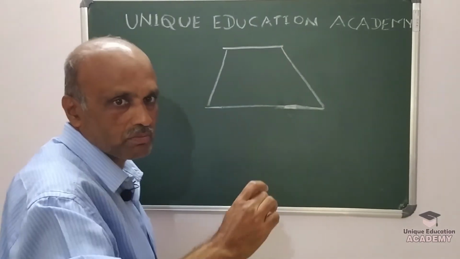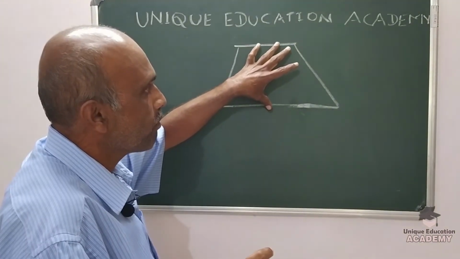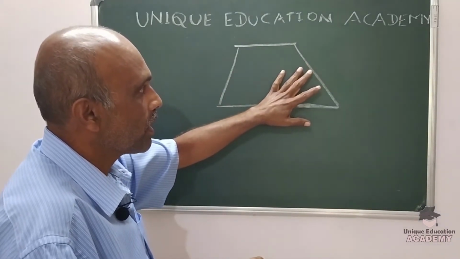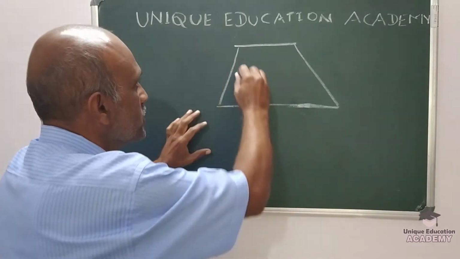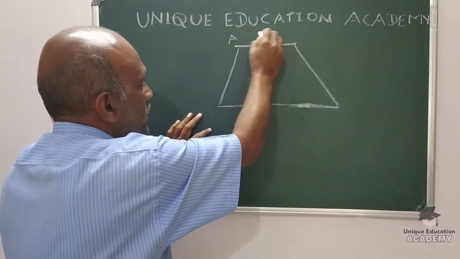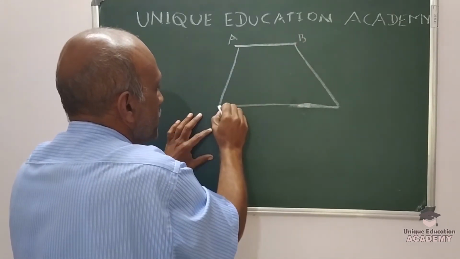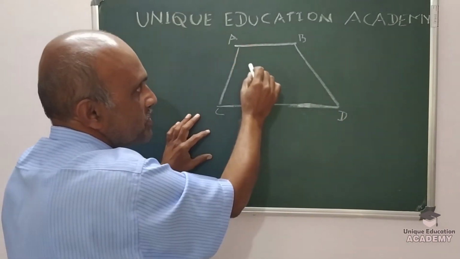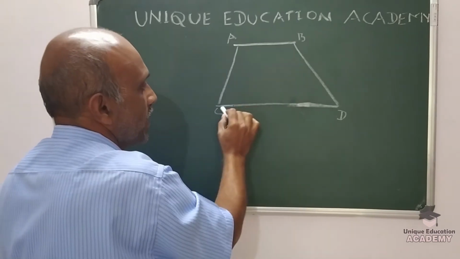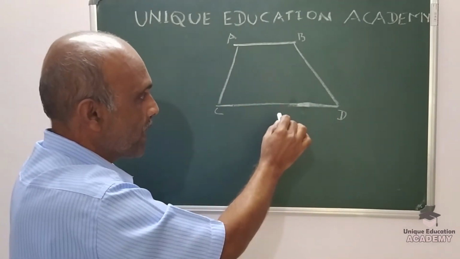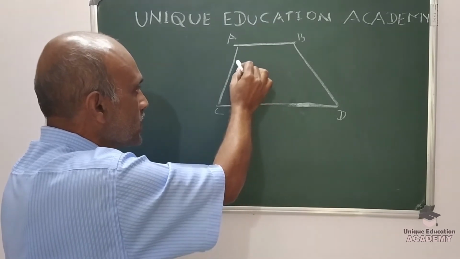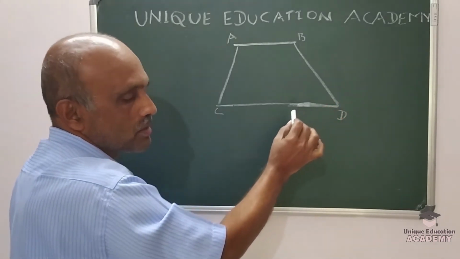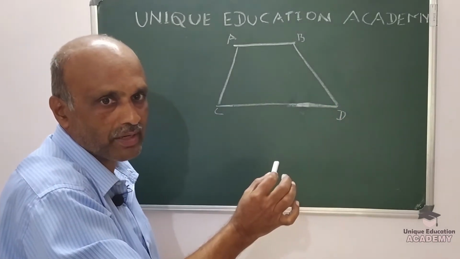So in any trapezium, one pair of opposite sides is always parallel and the other pair is not parallel. So this is a trapezium. I am going to name the trapezium ABCD. In this trapezium, the sides AB and CD are parallel, whereas the other two sides AC and BD are not parallel. This is the basic feature of a trapezium.